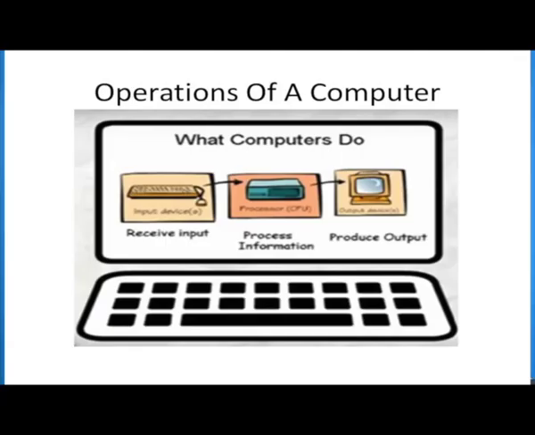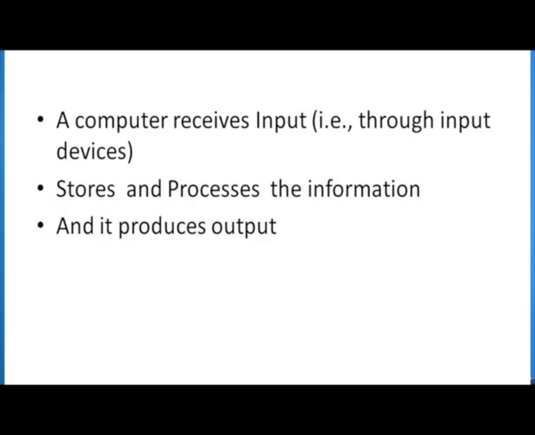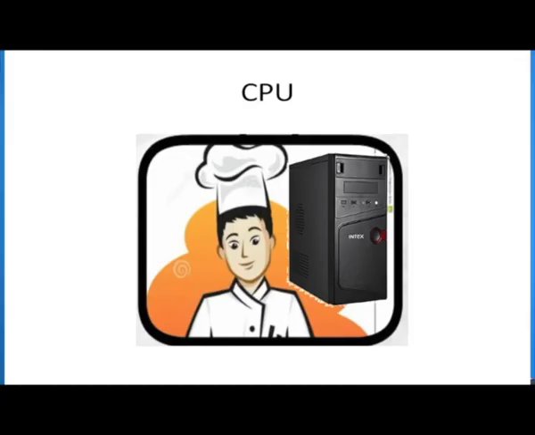Let me brief you about the operations of a computer. A computer receives input, that is through input devices, stores and processes the information. Where will it store? Yes, in the memory. How does it process? Yeah, with the help of the CPU. CPU? Good, the brain of a computer. And it produces output, that is displayed with the help of output devices. You can watch these operations on the screen now.